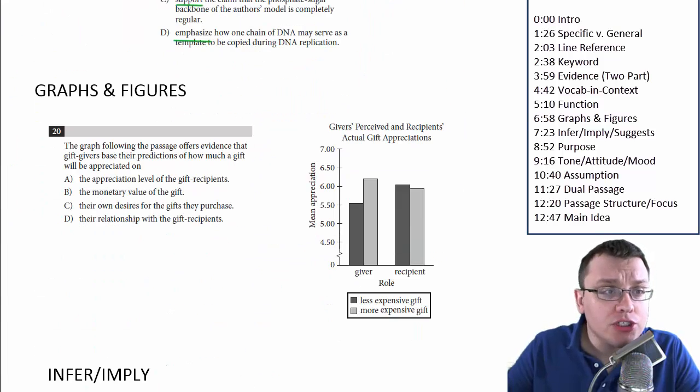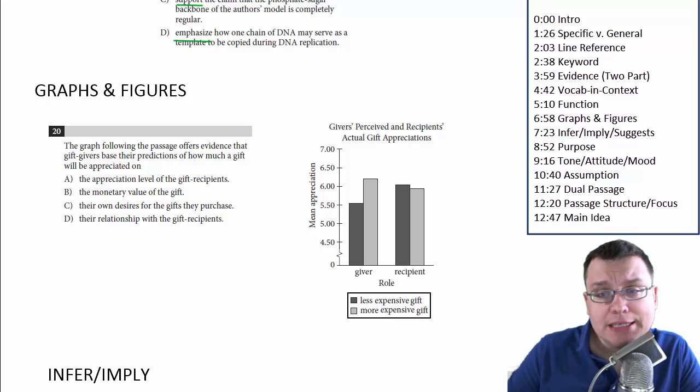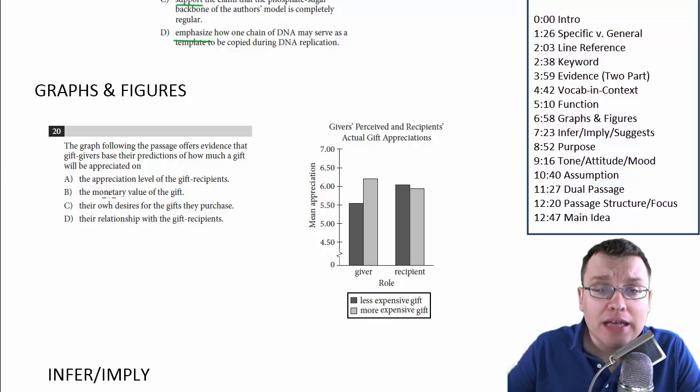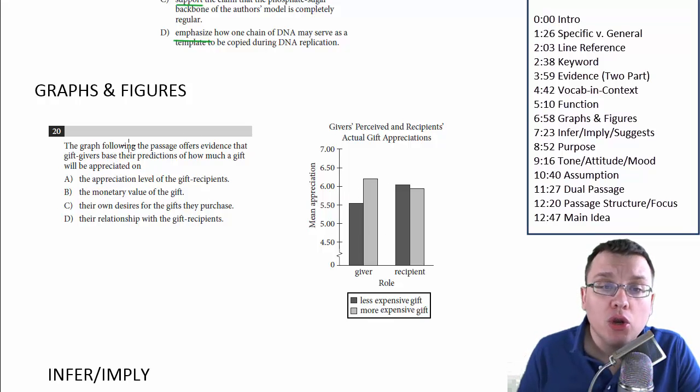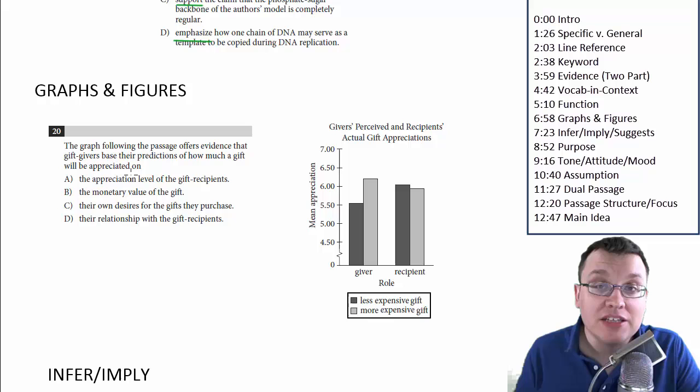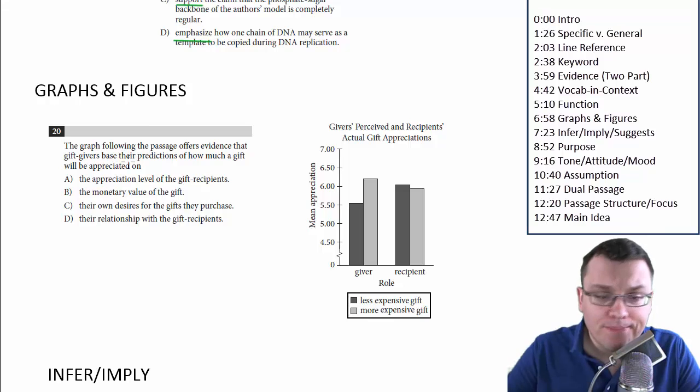Graphs and figures questions are new to this version of the SAT. Typically, they come at the end of the passage, and basically you have to read or look at a graph or a figure, read a portion of the passage or even the passage as a whole, and see how that graph interacts or works best with that portion of the passage. So it can be specific, typically is specific, but also can be pretty general as well.